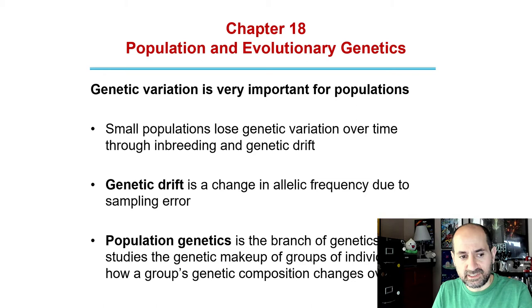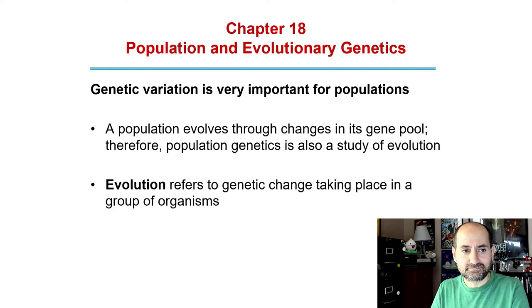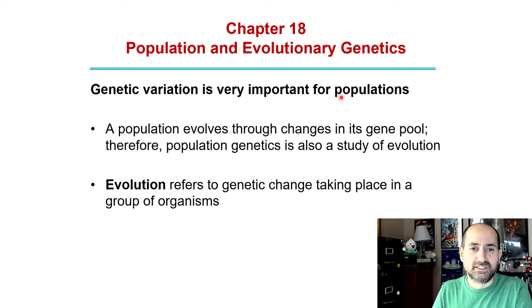It's the branch of genetics that studies the genetic makeup of groups of individuals and how a group's genetic composition changes over time. So you're looking at populations, and remember, in genetics, population means a group of the same species. We're not talking about the population of Dallas or the population of Houston. We're talking about population in biological terms, which means the species, right? So a population of humans versus a population of ladybugs, etc.